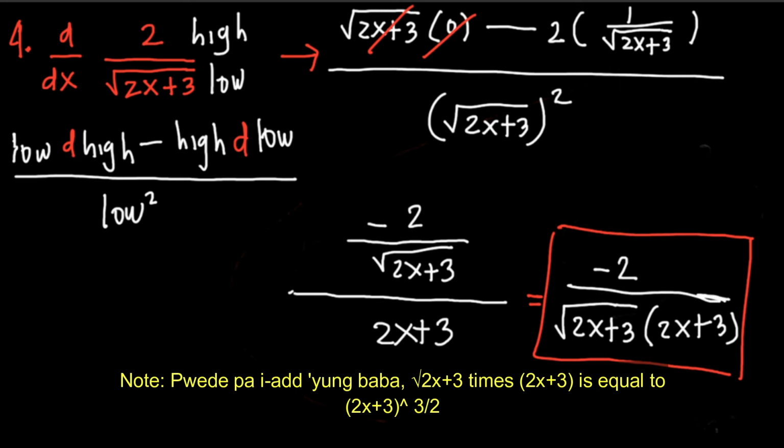So, yun lang. Ayun lang yung problem number 4. Basta tandaan nyo, pwedeng magkaroon ng chain rule sa loob ng quotient rule. Okay? Pwedeng magkaroon ng quotient rule sa loob ng chain rule. So, pwedeng magkaroon ng iba't ibang rule sa isang given ng sabay-sabay.